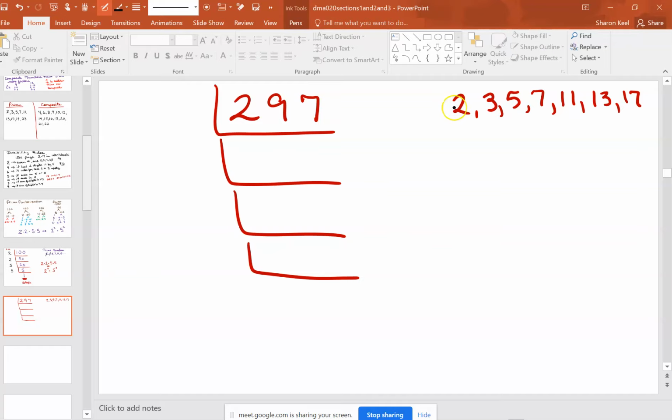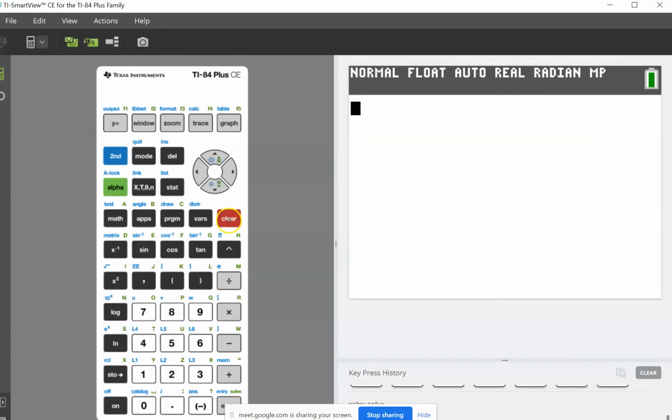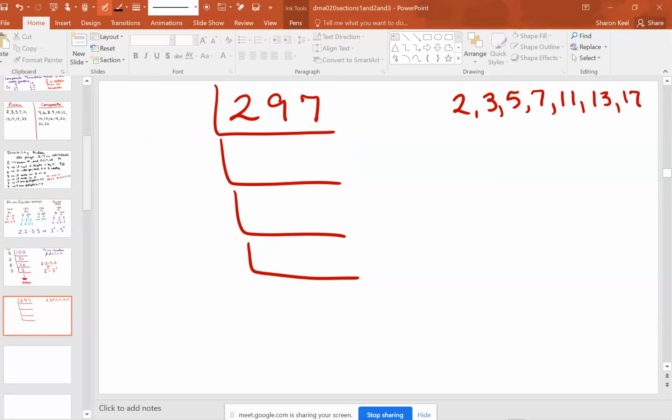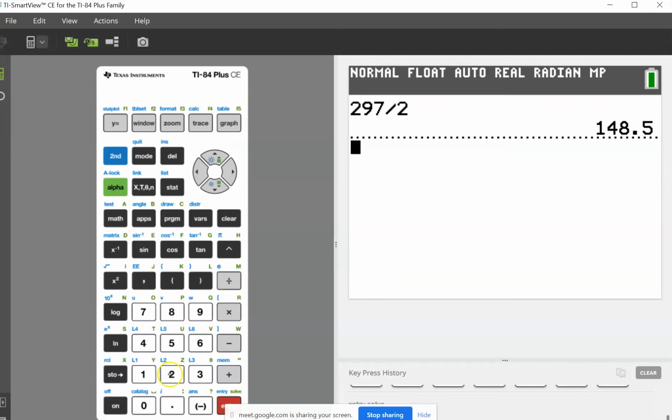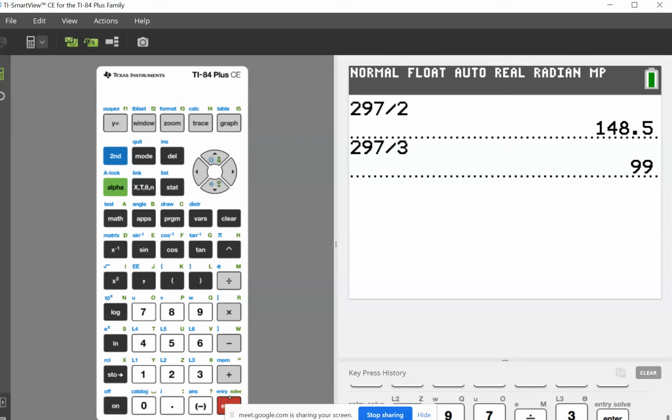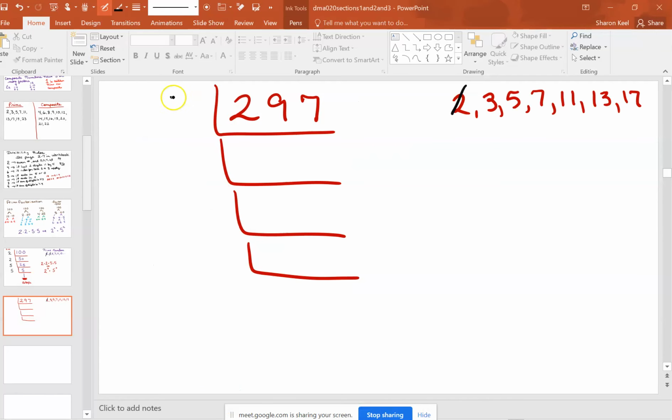Will 2 go into 297? Let's use the calculator and just check everything. 297 divided by 2. No, it's not even, so I cannot use the 2. Let's try the number 3. 297 divided by 3, it's 99. So yes, I can use the 3. 3 goes into 297 99 times.